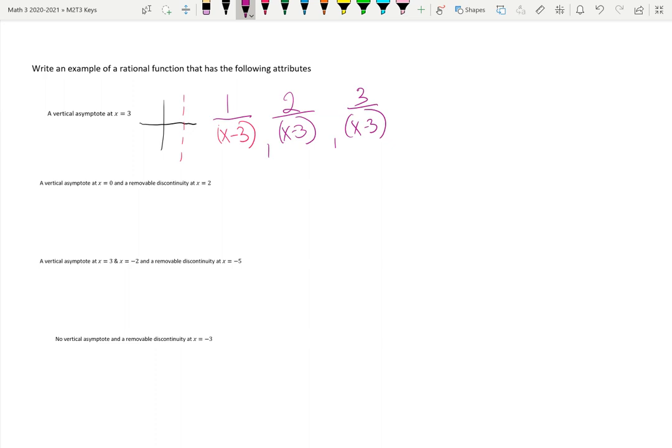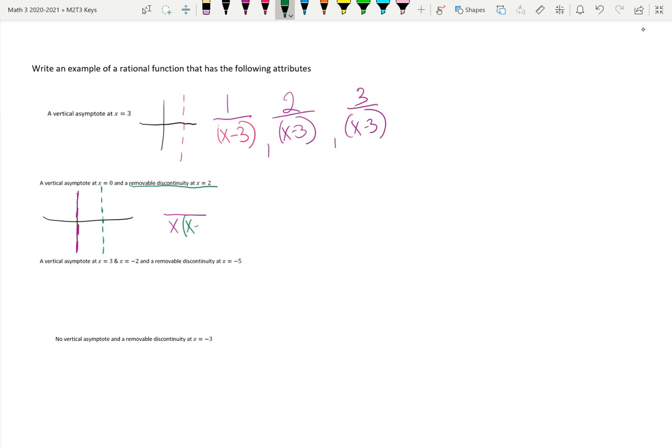It says a vertical asymptote at x equals 0. That means at x equals 0, it's going to mirror the y-axis. And what number in the denominator makes it so that x is going to be 0? Oh, well, x. Now this next part is a removable discontinuity at x equals 2. Basically, at 2, there is an asymptote, and essentially it's removable, aka it cancels.